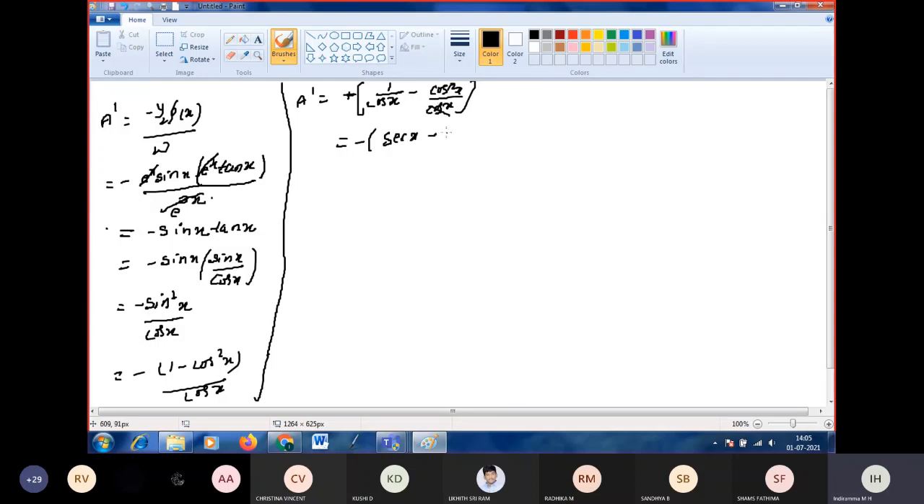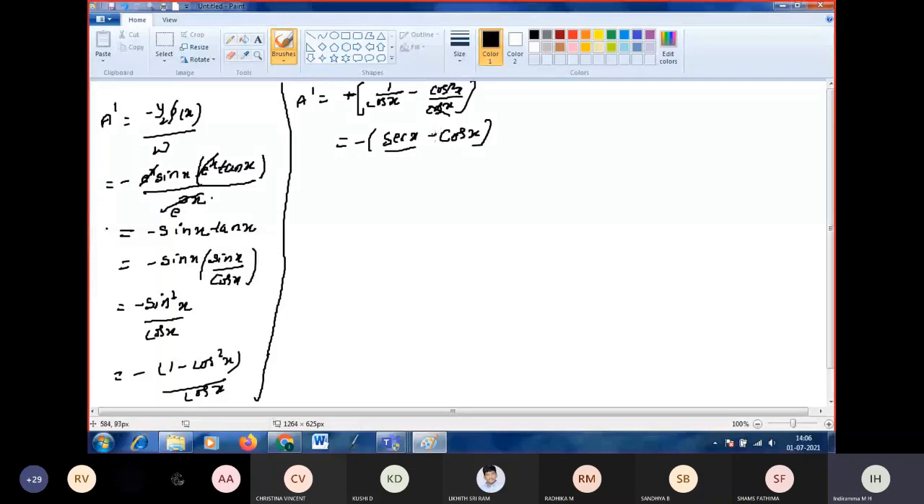Correct? What we left in the numerator is cos x, minus cos x. Do you have a standard integral for secant x? Yes, ma'am. Integral of secant x is log mod of secant x plus tan x.